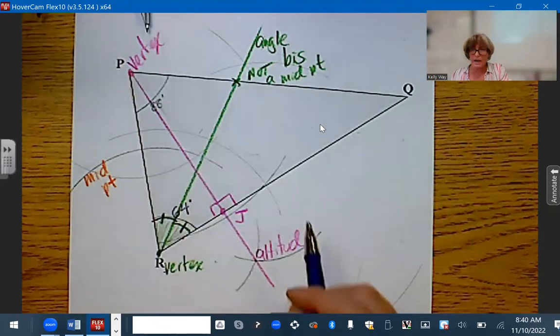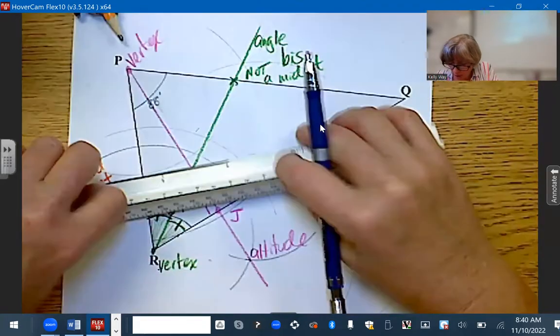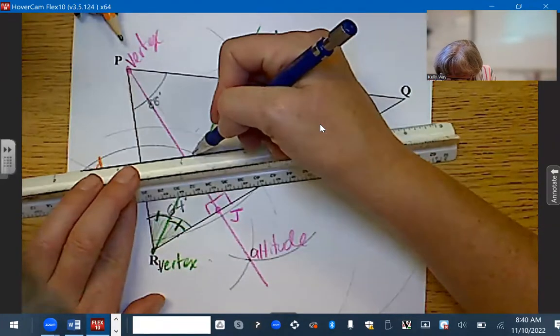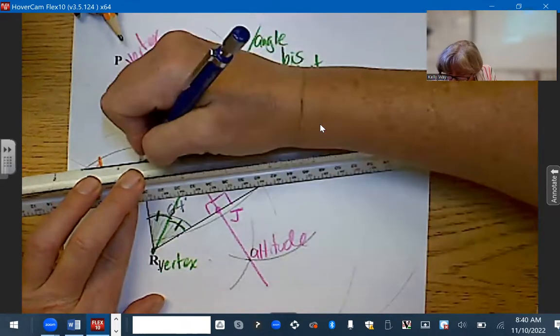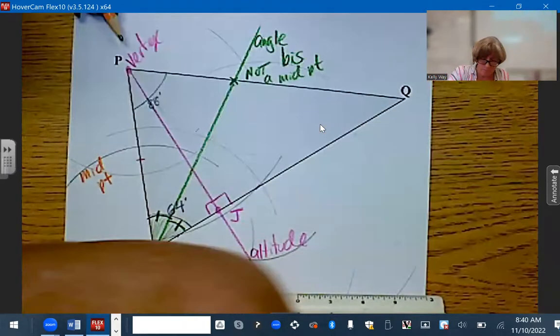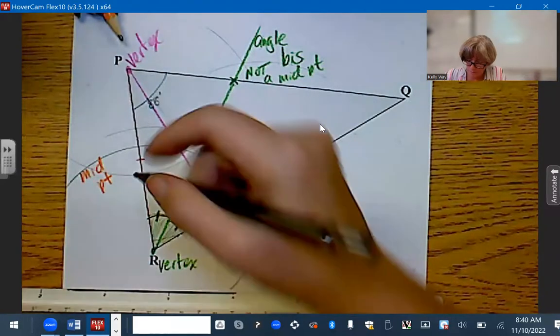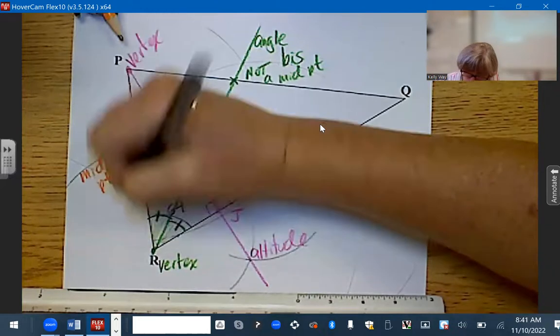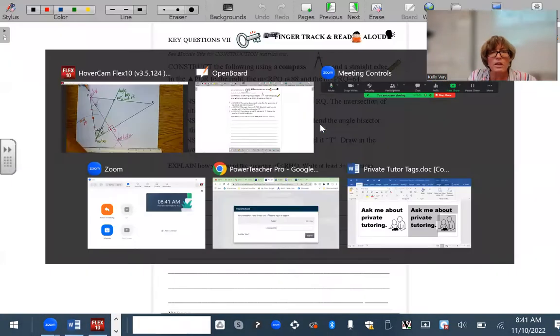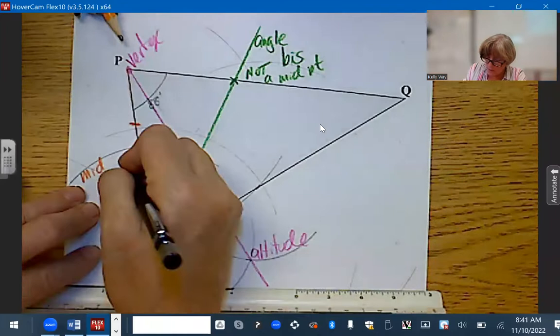So you use your straight edge, and I'm going to line up these intersection cross marks. And I'm just going to tick mark a point because it's a point. Hatch mark, hatch mark. I think we call this midpoint T. Yes, midpoint T.